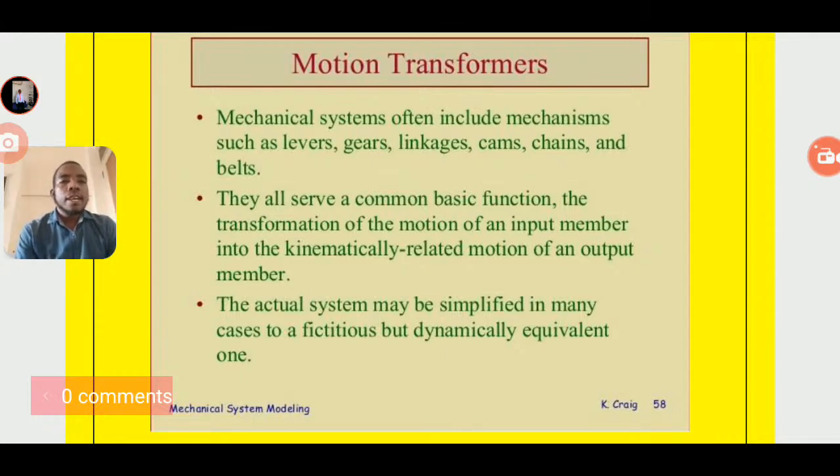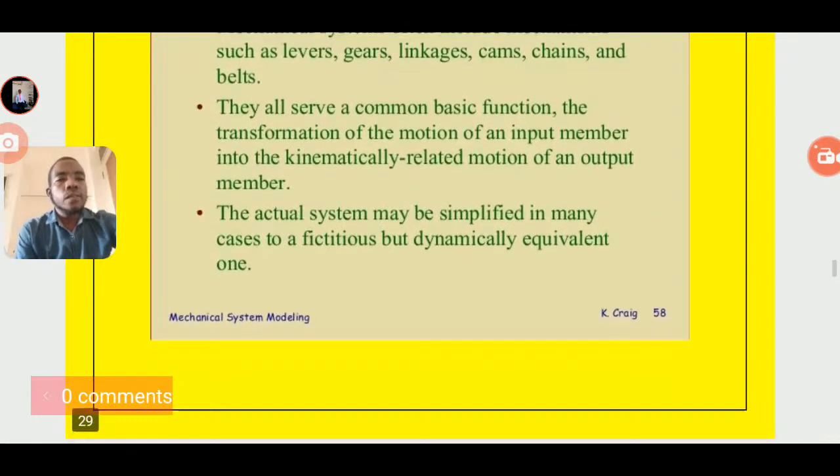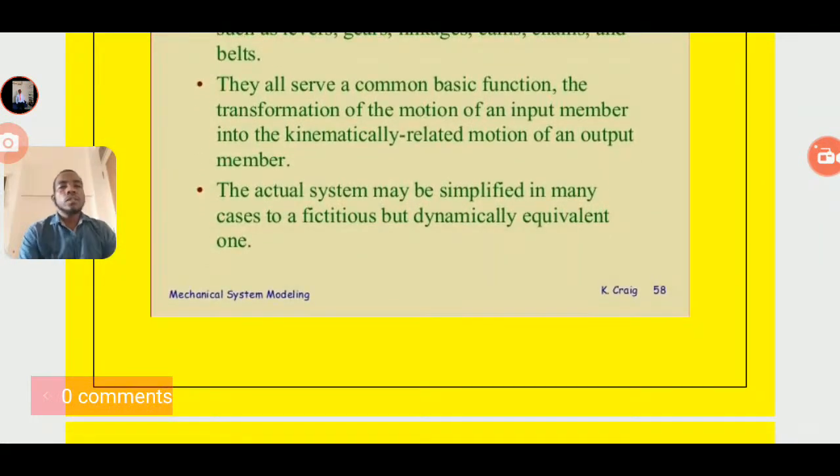Mechanical systems often include mechanisms such as levers, gears, linkages, cams, chains, and belts. These are the mechanical systems. They all serve a common basic function: the transformation of the motion of an input member into a kinematically related motion of an output member.